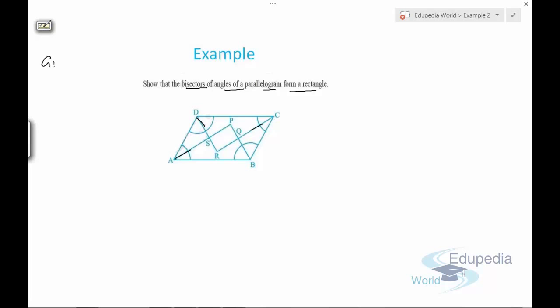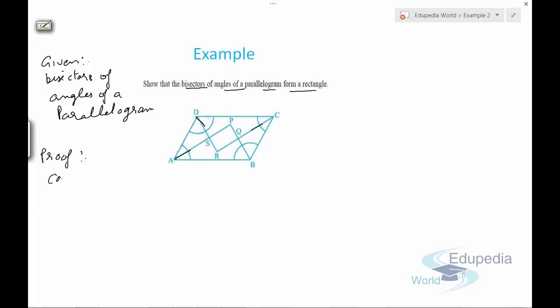First of all, we need to write given. It's given that the bisectors of angles of a parallelogram. Now, these are the bisectors and they meet at points P, Q, R, S. So we can say that. Now, how can we prove this? Let's discuss the proof.